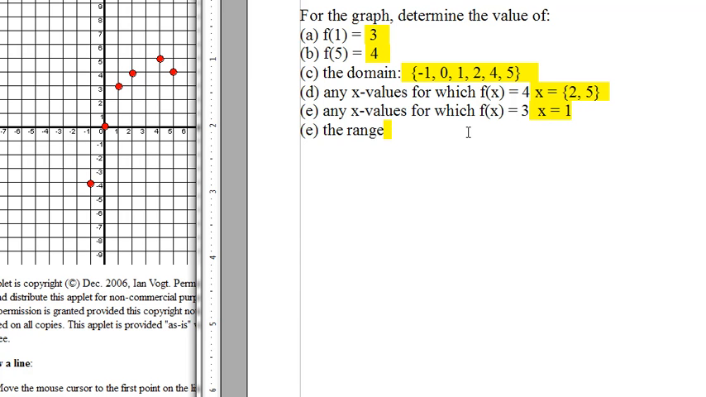Now the range works like the domain. It's just all the y values. So I go through my points. It's a y value of negative 4, y value of 0, y value of 3, y value of 4, y value of 5, and y value of 4 again. I don't have to list it twice. So I just list out all those values, and that's the range.